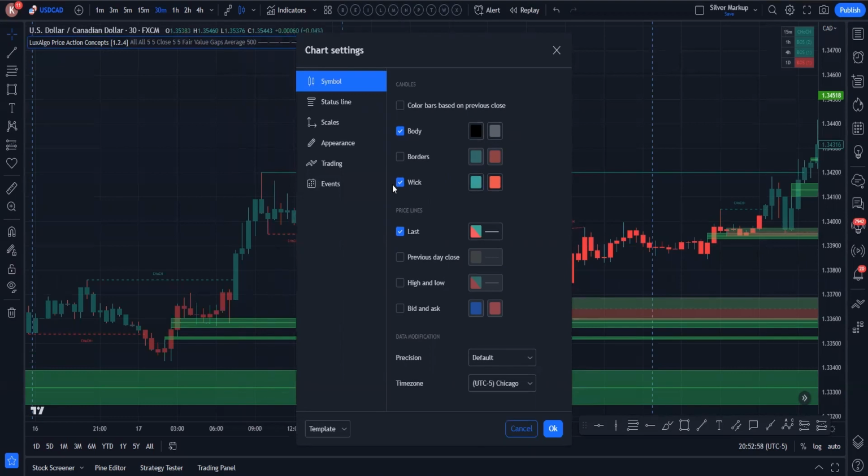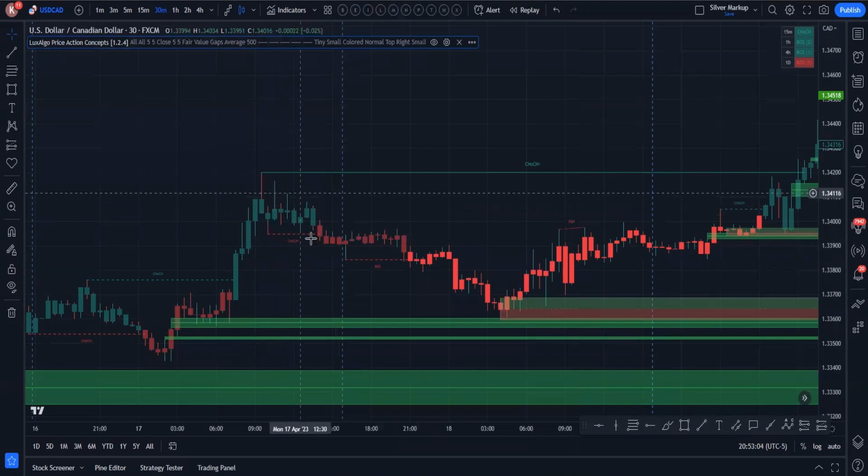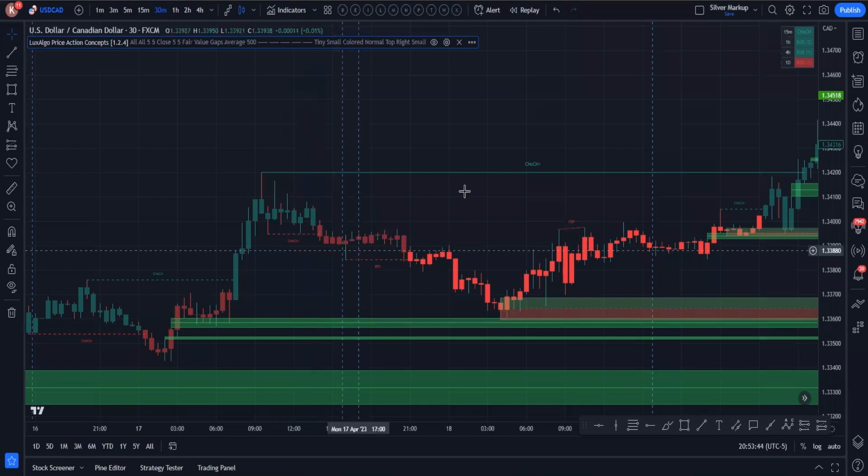The reason I leave the wicks as they are is because I can see if it's a downward or upward candle within the trend. So it helps me figure that out. That's why I do it exactly like that. So that's how you set up the candlesticks. That way it'll look exactly like mine.